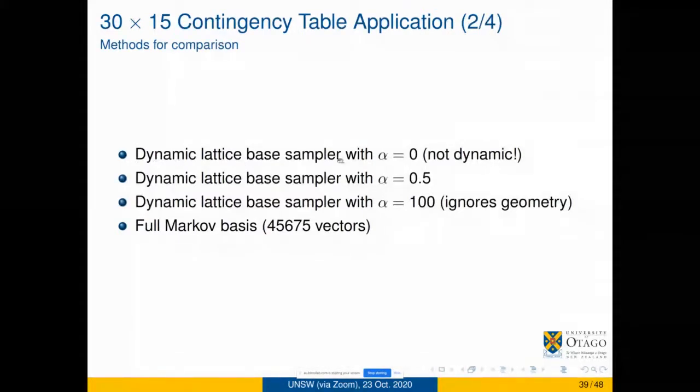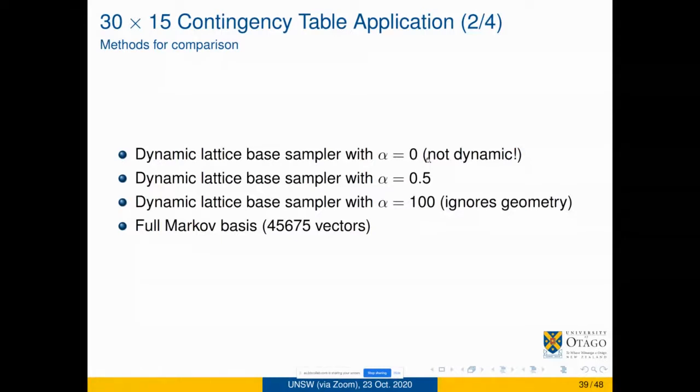A dynamic lattice basis sampler with alpha equals 0. So remember, that's where you only choose the fittest columns to go in A1. It's not dynamic, it's just a single lattice basis. Dynamic lattice basis sampler with alpha equals 0.5. It's got a preference towards the fittest columns, but we'll select less fit ones as well. And a dynamic lattice basis sampler with alpha equals 100 completely ignores the geometry. I'm just choosing these local lattice bases completely at random. And I'll also look at a full Markov basis, in this case with over 45,000.